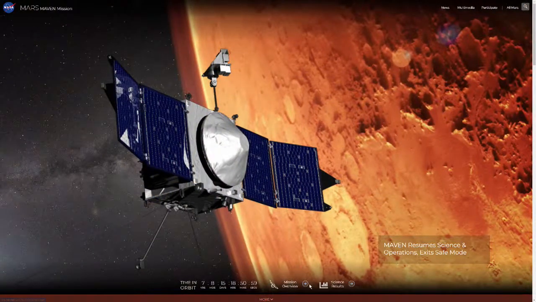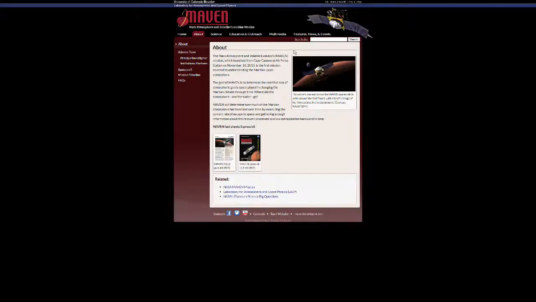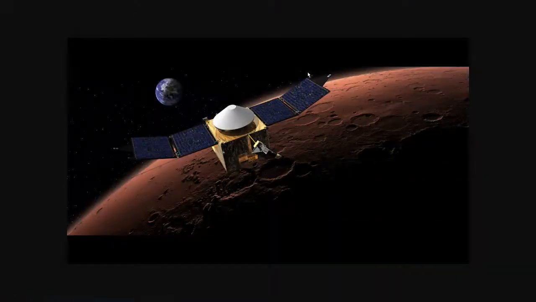So anyway, Maven is up and running, and there's a picture of it, and it's quite lovely. And it's very exciting. And there's a link to learn more about Maven, of course, in the show notes, which I hope everybody will download.